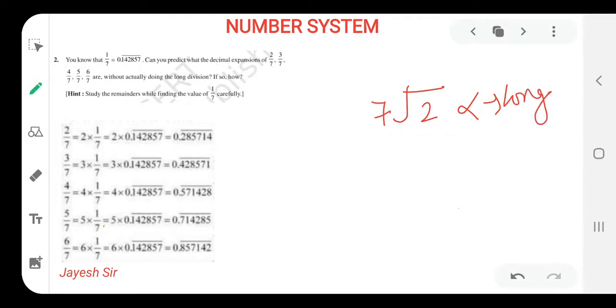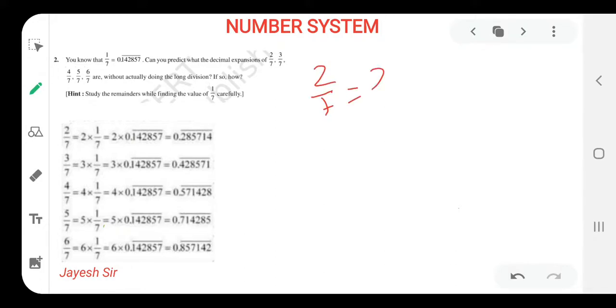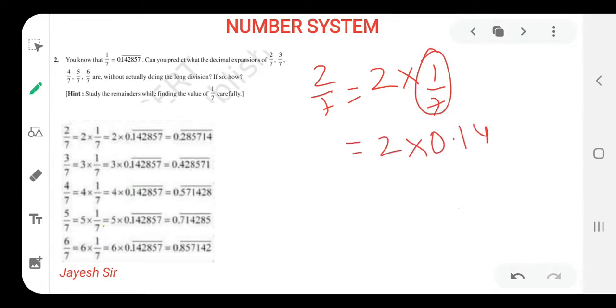We don't have to use this method, as said in the sum. That means he is asking which other method we can use to find the solution. So the other method, we have shown the answer also over here. So let us see what would be the other method, friends. 2 by 7 can be elaborated and we can write it as 2 into 1 by 7, because we know the value of 1 by 7, and the 1 by 7 value is given in the question. That means we can do that.